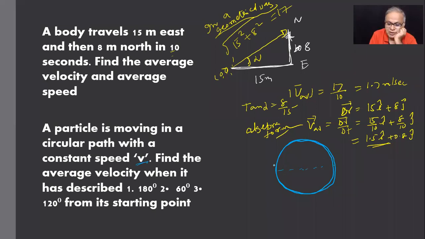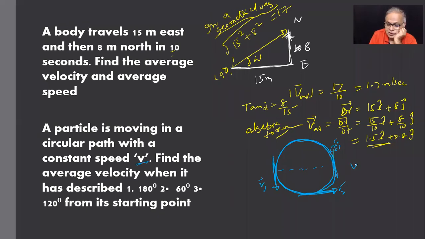Remember, velocity will be everywhere tangential. Instantaneous, all the time along the tangent. So somewhere here it is v2. Somewhere here it is v3. But remember, since the speed is constant, all the vector lengths are equal, though I did not show it equally here.